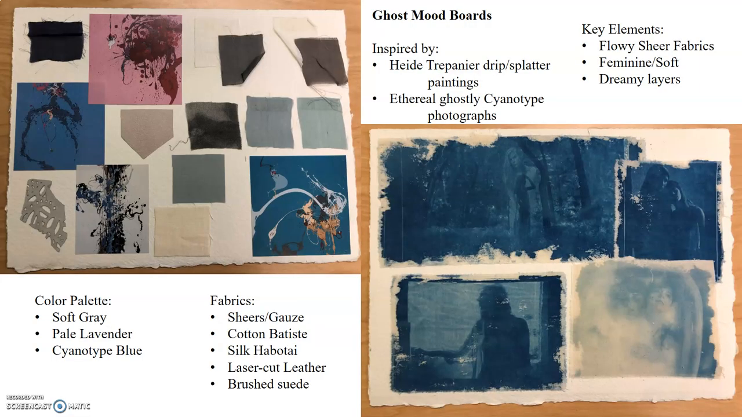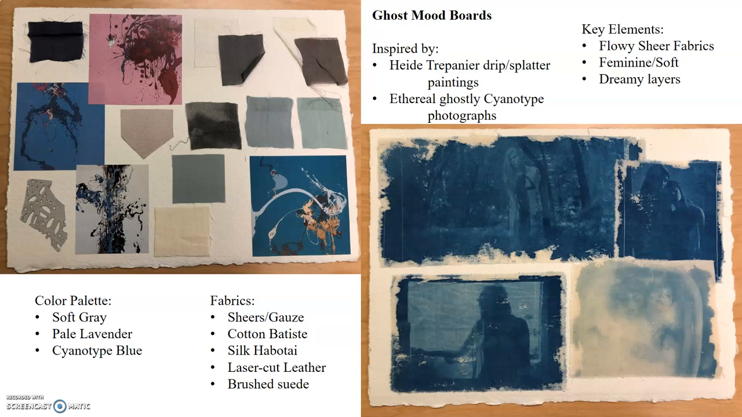Another mood board, another project is called Ghost. So here I was inspired by, again, a couple of different things. So I've got two different sets of mood boards again. I've got one that has Heidi Trepanier drip splatter paintings. It was an artist that I was really inspired by, and I've also got some fabrics on there. The fabrics were a really key part of the inspiration. And then also these ethereal ghostly sienna type photographs. These are actually photographs that I took. We staged photo shoots and developed these, and it was just a fun process.